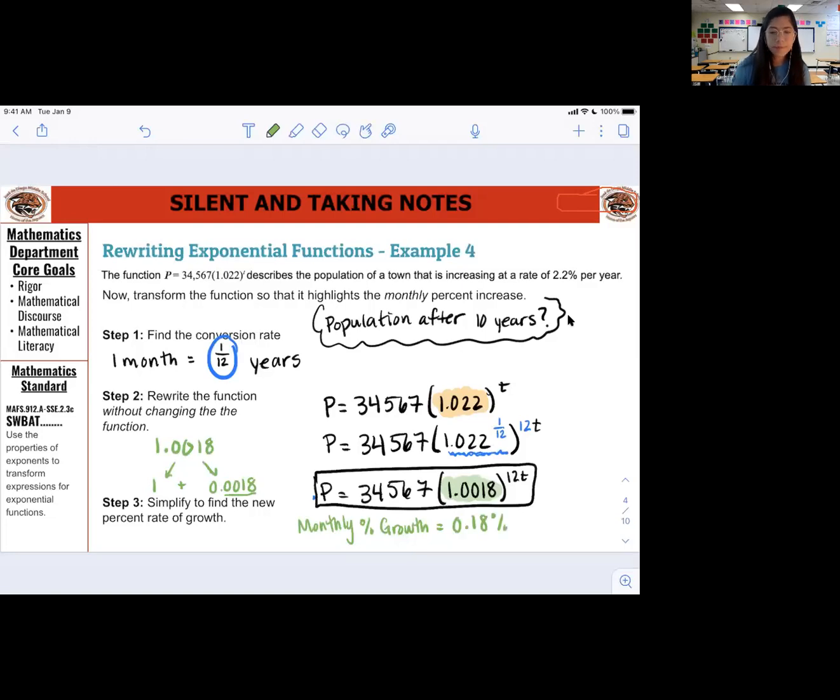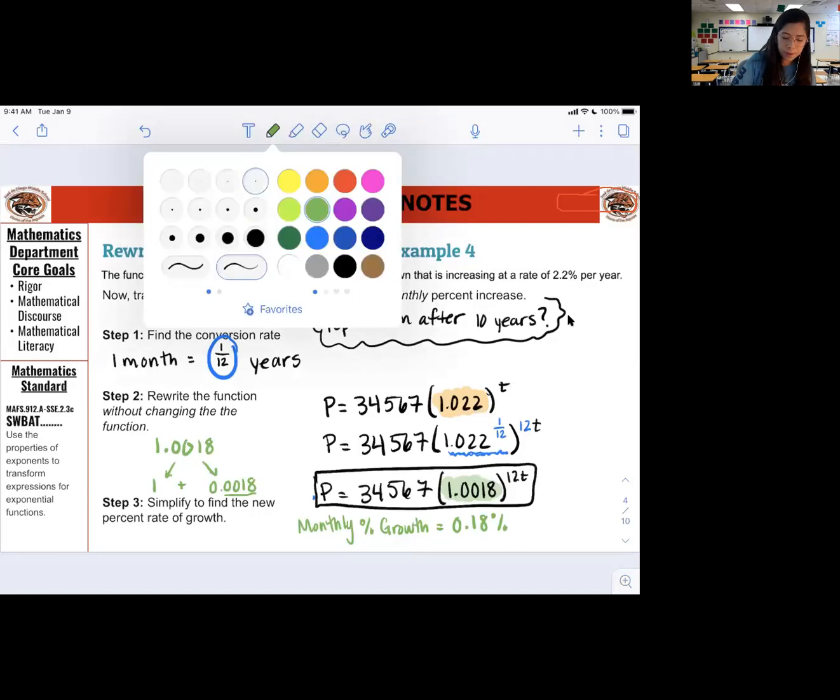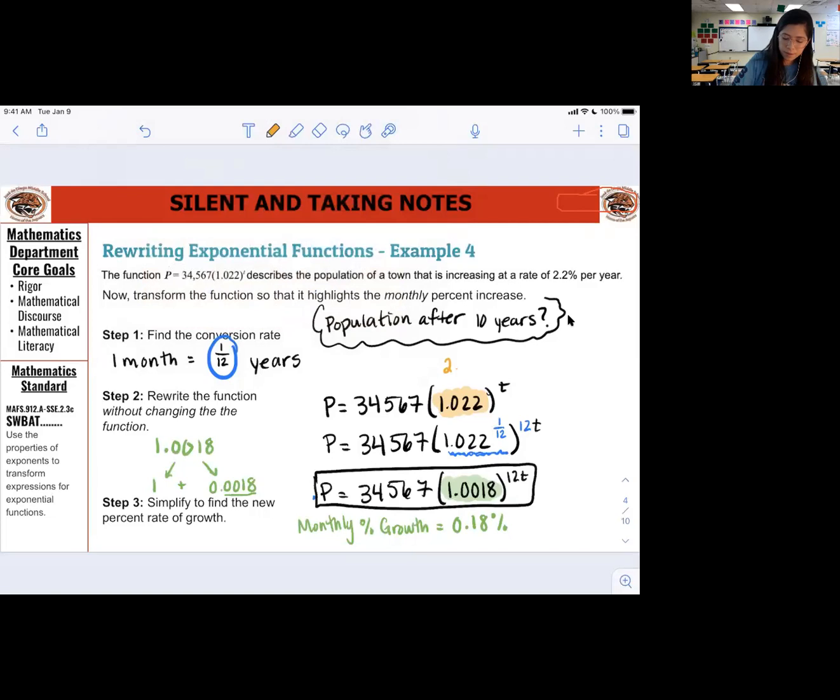0.18%. Exactly. So we started off with 2.2%. That was our yearly percent of growth. Okay, we started with a pretty small number already. And when we brought it down to months, it got even smaller, 0.18%.